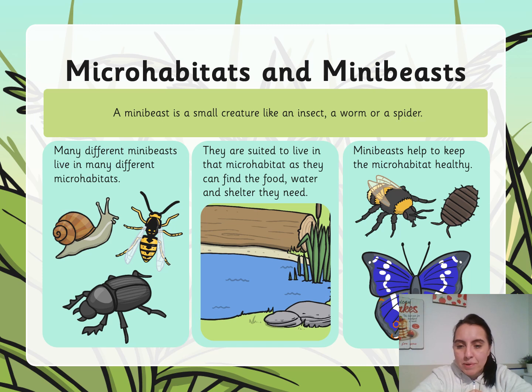So for example, I know that butterflies and bees like to live in the microhabitats in our garden that contain all of the flowers, don't they? Because they are attracted to all of the petals that are on the flowers, and we learnt that when we were learning all about plants, okay?